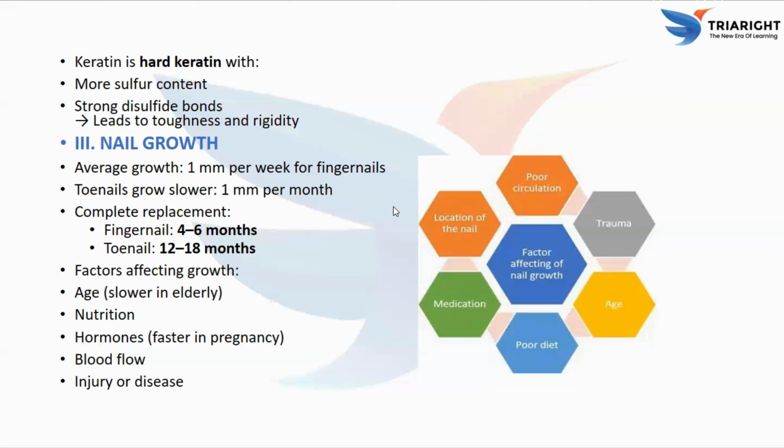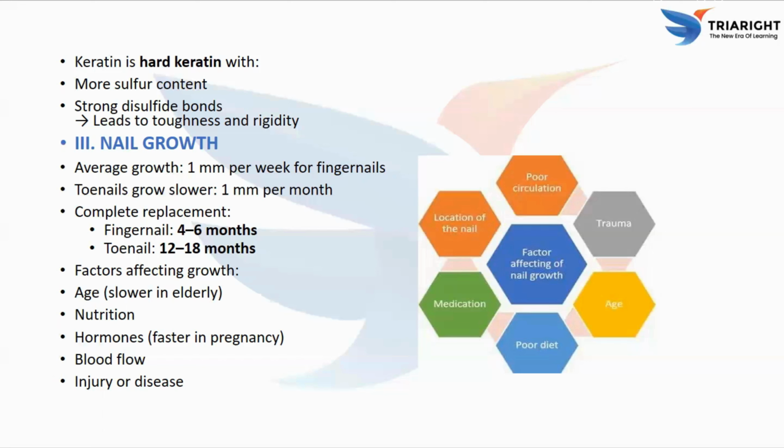So what are the factors affecting nail growth? You have many factors like age, nutrition, hormones, blood flow or circulation, injury or disease, location of the nail, medications and trauma. Coming to age, what effect does it have on nail growth? Nail growth is slower in the elderly due to reduced cell turnover. Coming to nutrition, a deficiency of protein, iron, zinc causes weak and slow growing nails. For hormones, nails grow faster in pregnancy and thyroid disorders because of the effect of the hormones.